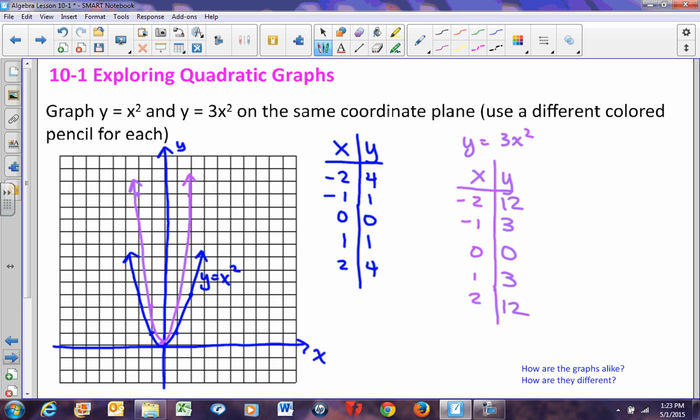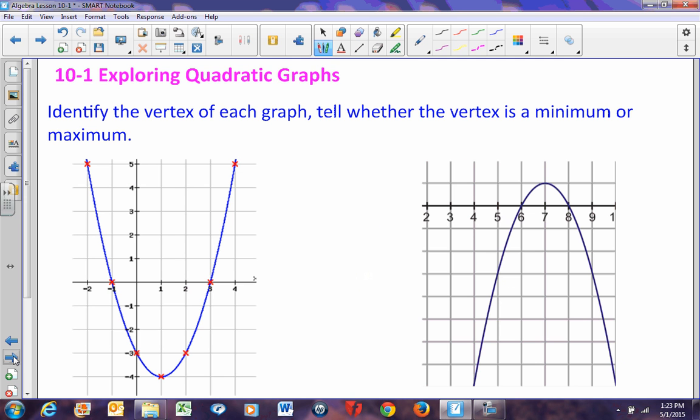If you notice, this one is multiplied by a factor of 3, which makes it go 3 times higher. Where this was 1, 1, this became 1, 3, so it was 3 times higher than the other graph. So when we multiply by a number in front of the x, it does make your graph a little bit narrower. We're going to learn a little bit more about our quadratic graphs later.